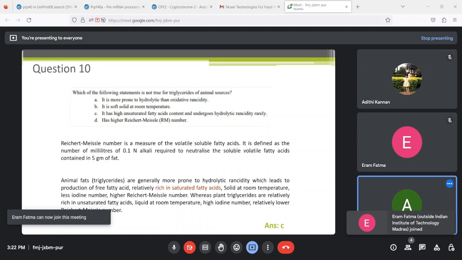So animal sources are solid at room temperature. They are saturated fatty acids. They undergo hydrolytic rancidity. They have a low iodine number and a higher Reichert-Meissl number. It is the exact opposite for plants. Plants will be rich in unsaturated fatty acids. They will be liquid at room temperature. They will have a high iodine number and a low Reichert-Meissl number. So hope this is clear. Any doubt?